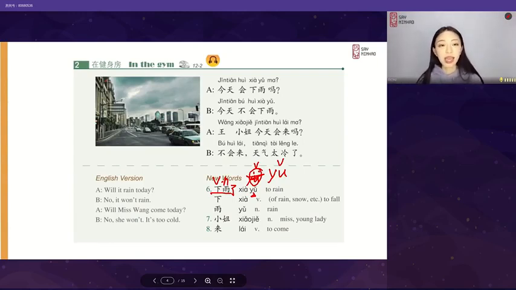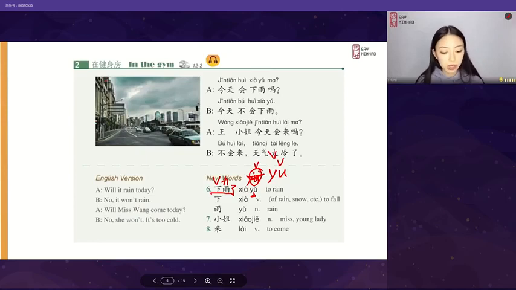Okay, 下雨了. And I can say, yesterday it rained. I can say, 昨天下雨了. If I just say, 昨天下雨, then this sentence is not complete. 昨天下雨了 is a complete sentence. And if I want to say, now it is raining, I can say, 现在下雨了. Still can use 下雨了. Okay, this is 下雨.